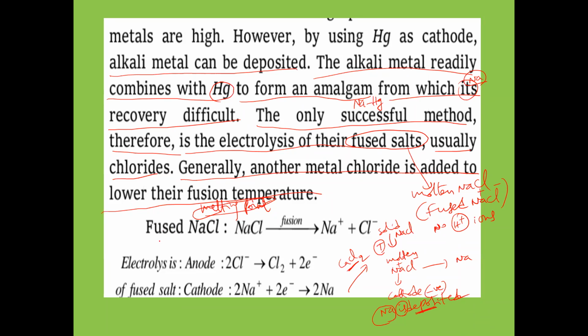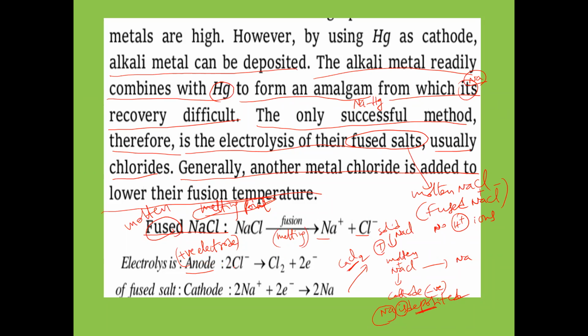See now this one. Fused NaCl means molten NaCl. On fusion, on melting, we get Na+ and Cl- ions. Now what happens at anode? Anode means positive electrode. So at the positive electrode, the negative ions will go, because anode is the positive rod.